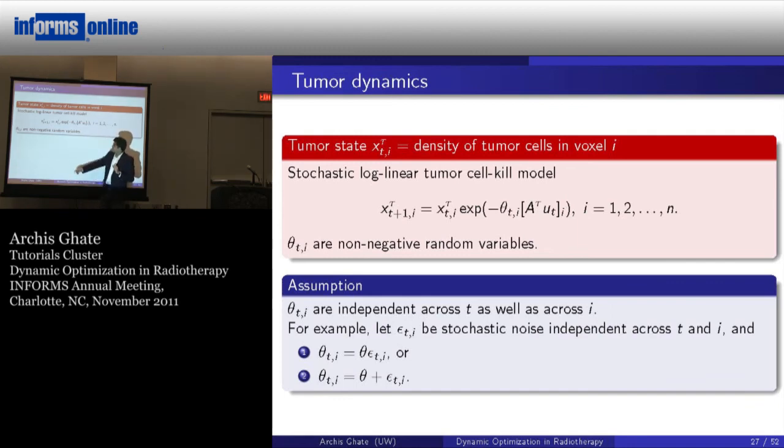The only difference is that I'm going to model this parameter as a random variable to model uncertainty in tumor response, instead of using a constant. That's one way of doing it. In my NSF grant proposal, I have talked about different possible ways of doing that. In the tutorial chapter, I have assumed that the thetas, these multipliers here, are independent across T and I, not necessarily identically distributed, just independent.